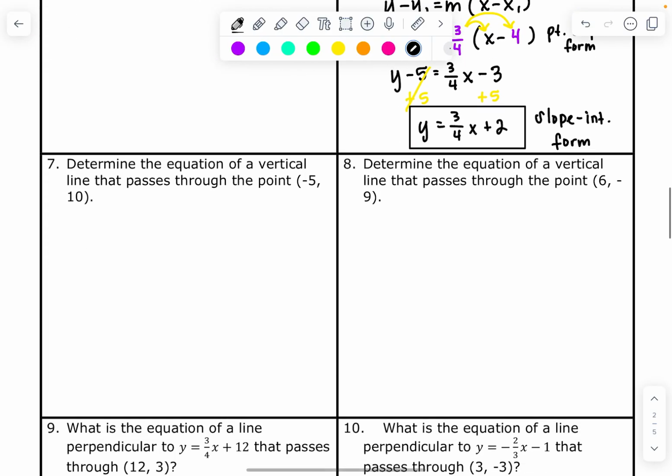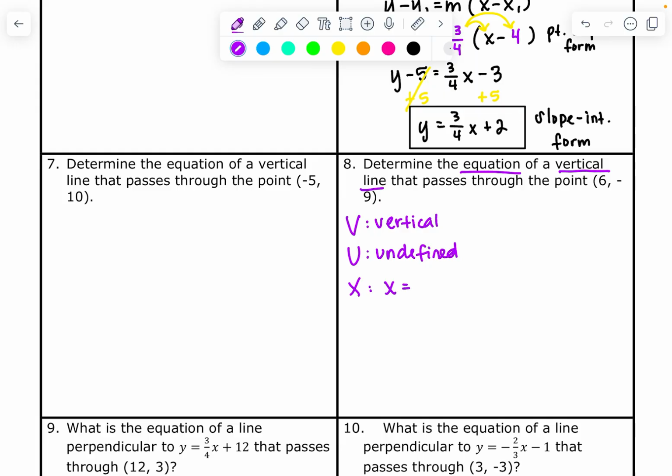Number 8, determine the equation of a vertical line. Vertical line. So right away my feelers are going off there. And it says equation, so we're going to use VUX. V is for vertical. U is for undefined. And then X is for the equation of vertical lines, which would be X equals whatever number it is. All right, so since we're using X equals, we want to use the X coordinate, which is, I'm just rewriting it because it's hard to read like this, is 6. So that's X equals 6. And we're done. Try number 7.